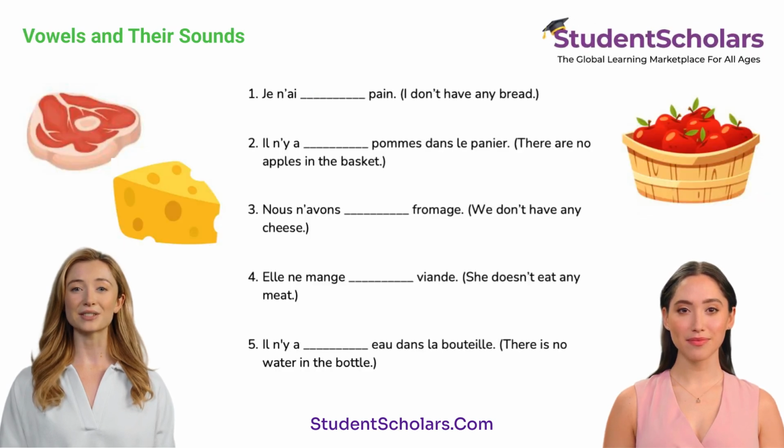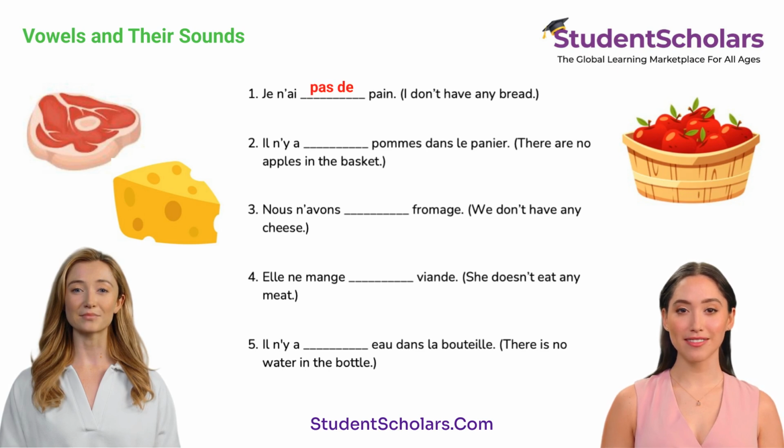In negative sentences, partitive and indefinite articles change to de or d'. Fill in the blanks with de or d' in the following sentences.